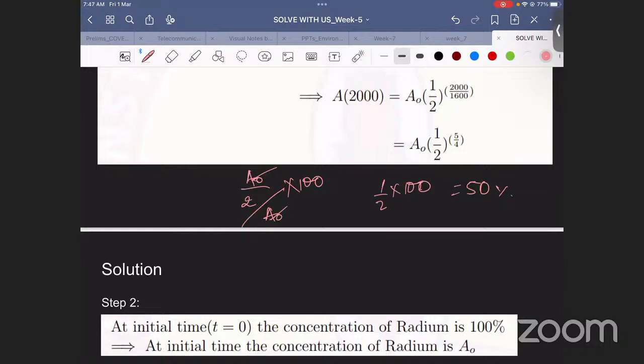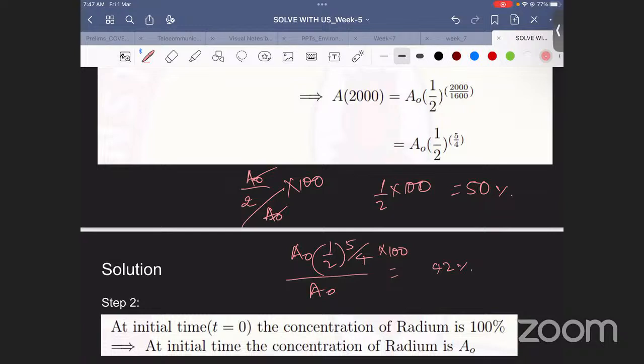Just to show that, because earlier we were getting a naught to the power 1 upon 2, 5 by 4 by a naught, so this will be around 42%. Is it clear? Yes, sir.